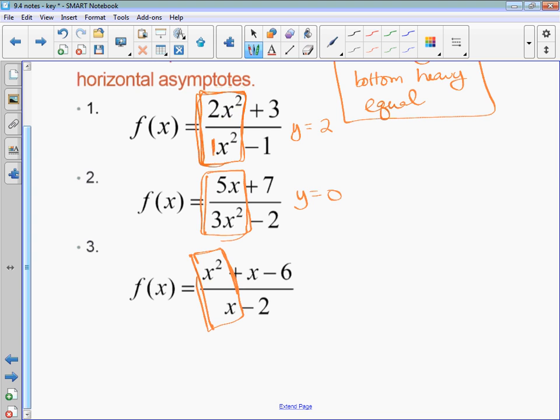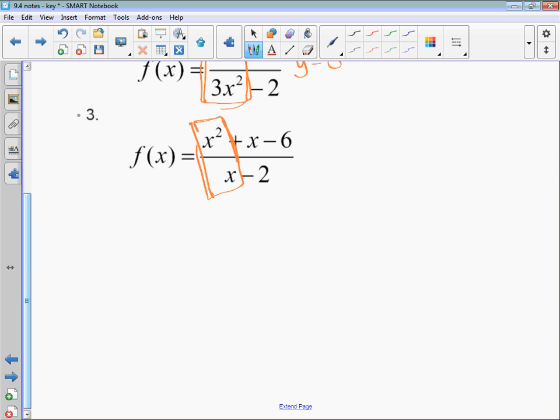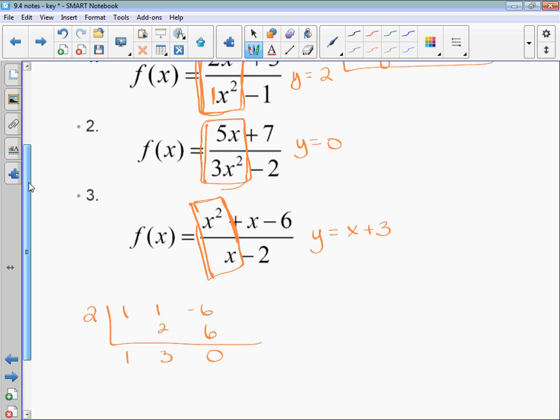That's going to be a slant asymptote, right? Do you guys remember how to do the division? Could I do synthetic division on this one? Yes. 1, 2, 3, 0. Do I care about the remainder? It's nice that it's 0 this time, but does it matter? No. So what is the equation of my slant asymptote going to be? X plus 3. Okay. So that's somewhat familiar to you guys, right?